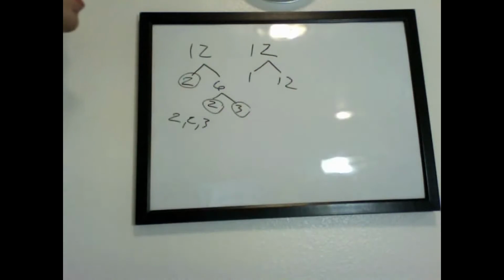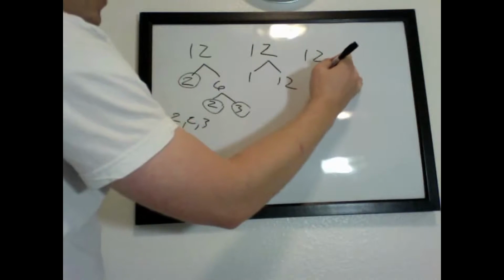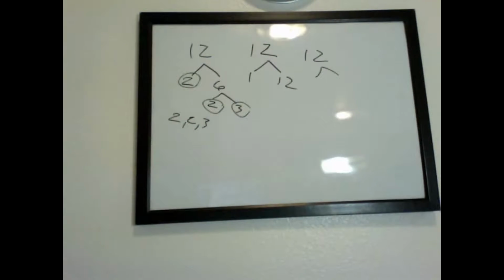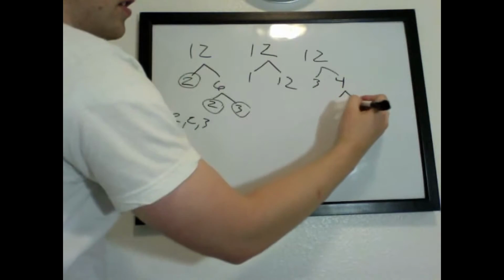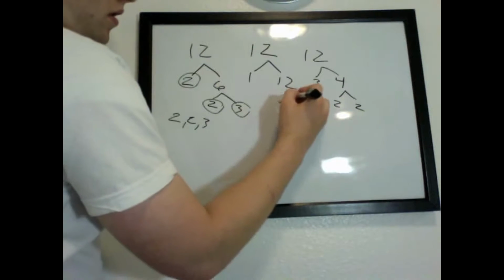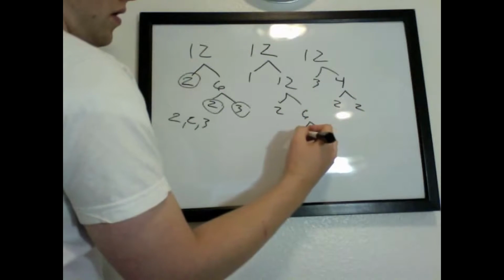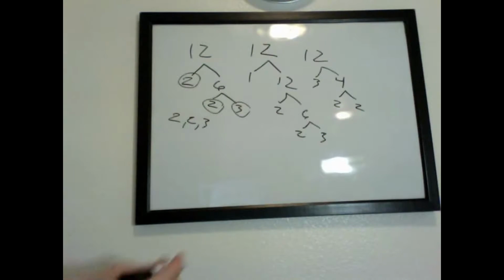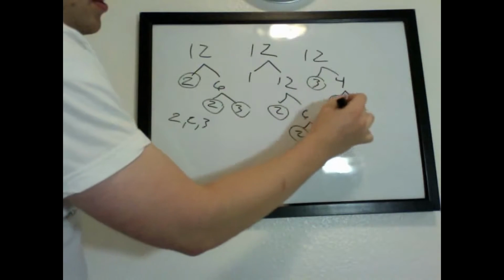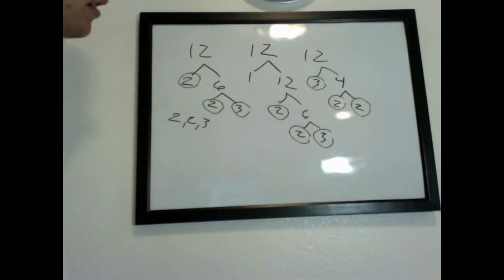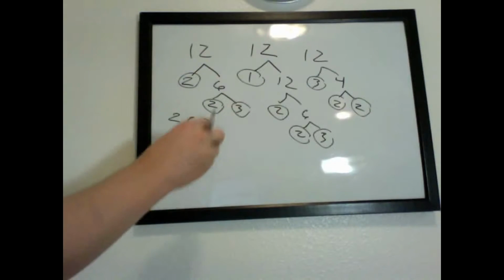Now we can do 12 a different way. 1 and 12. We can also do 12 as 3 and 4. And you notice all these have the same primes. They all have two 2s and a 3 in them, except for this one, but we don't count that one. That's just 1. 1 times anything is whatever it's multiplied by. So we just ignore that.